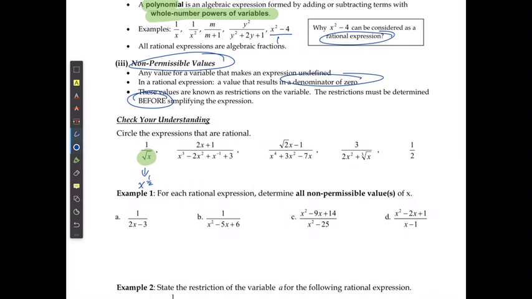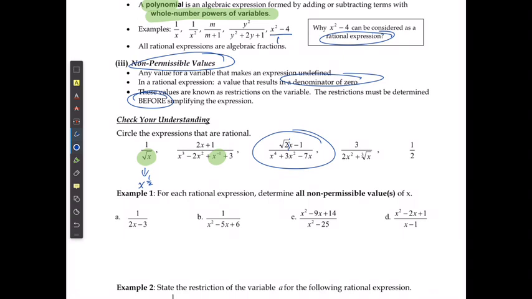If I take a look at the second case, 2x plus 1 over x to the power of 3 minus 2x squared plus x to the negative 1 plus 3. As soon as I see that x to the negative 1 is not a whole number power, this is not rational. When I take a look at the third case, I have root 2, and it's very important to see the distinction that it's just root 2 multiplied by x, it's not root 2x, minus 1 over x to the 4 plus 3x squared minus 7x. That one is rational. It follows all the criteria.